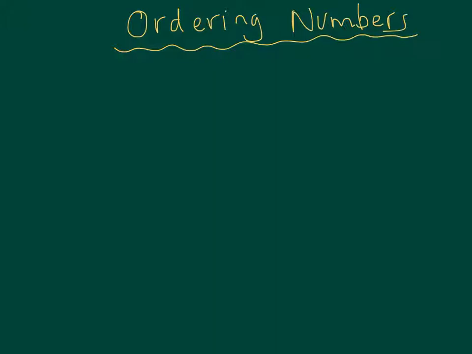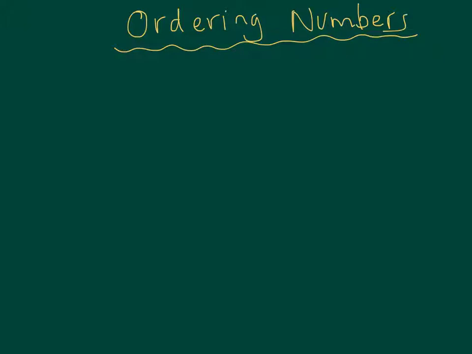Next, we're going to be ordering numbers. And no, I don't mean we're ordering numbers like we're ordering Chinese food. We're actually going to put them in order from, say, the smallest to the largest, or the greatest to the least. Okay? So I'm going to try some larger numbers this time around. This will be more for the grade 4s.